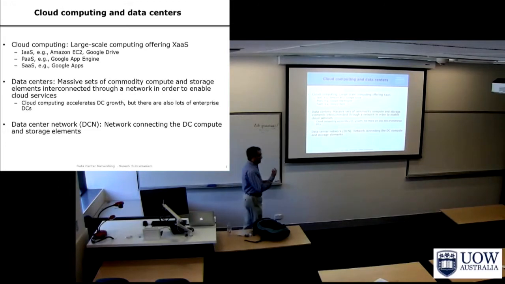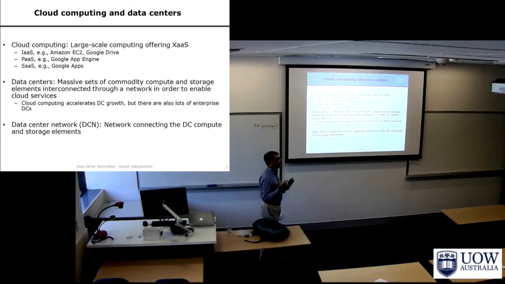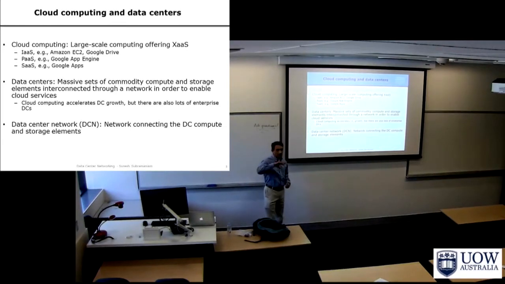So what are data centers? Data centers are basically the infrastructure that does all of the number crunching that enables cloud computing. It consists of a lot of commodity servers that are connected together and that collectively and distributively process large big data jobs. That's what data centers are. And the data center network is, of course, the network that interconnects all of these servers in a data center.